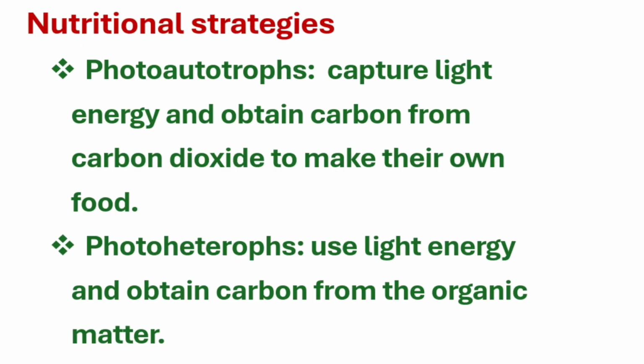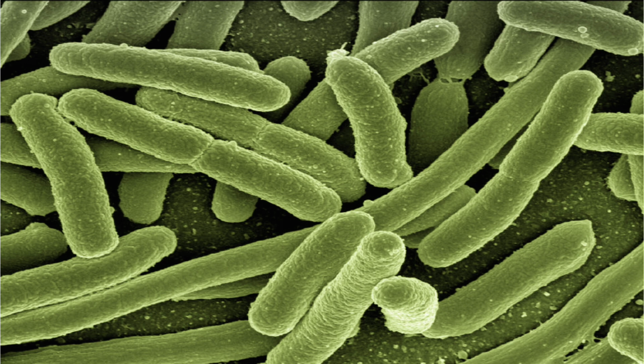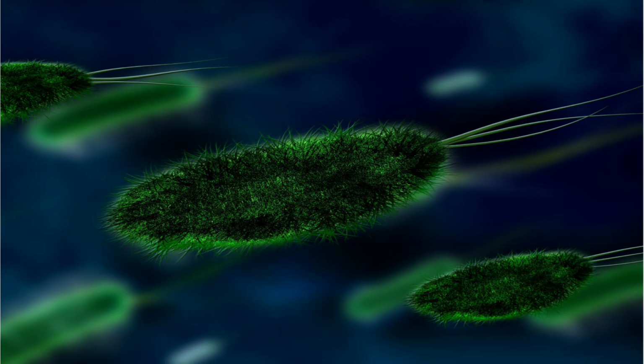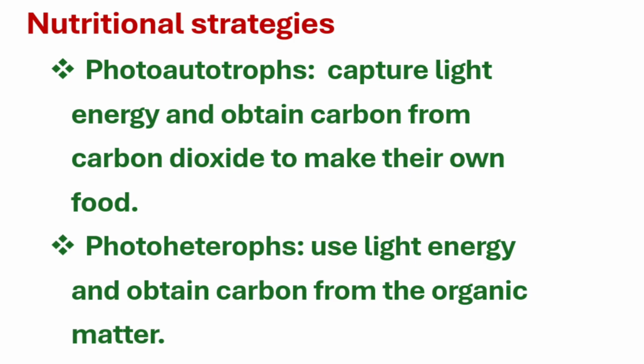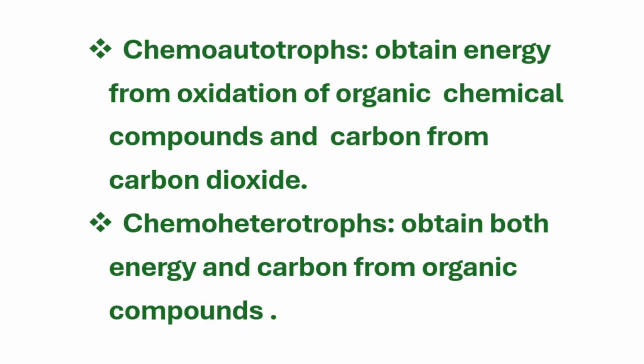Nutritional strategies. Prokaryotic metabolism is far more varied than that of eukaryotes, and they can obtain energy and carbon in numerous ways. Based on their nutritional needs, they are classified into four groups. We have photoautotrophs. These capture light to synthesize their own food from carbon dioxide. A prime example is cyanobacteria, responsible for oxygenating the early Earth's atmosphere, since they were the first forms of life on Earth. Photoheterotrophs use light for energy but acquire carbon from organic compounds.